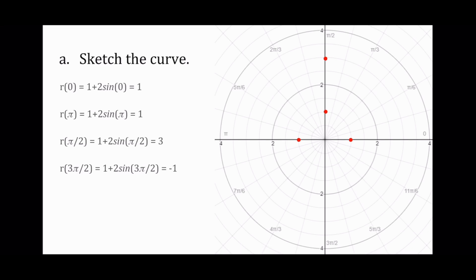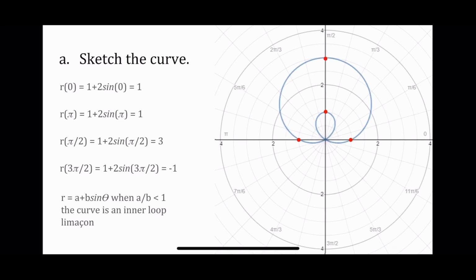And so we know that this is an inner loop limacon not only because the question asks for the area in the next part, but also because when r is equal to a plus b sine theta, and a over b is less than 1, then the curve is an inner loop limacon, and so our curve is going to end up looking like this when we graph it out.